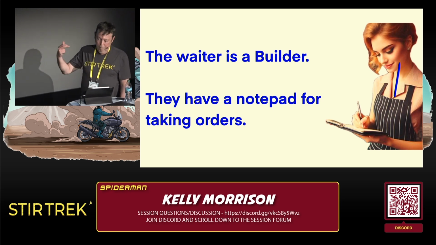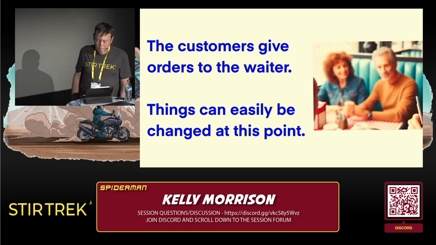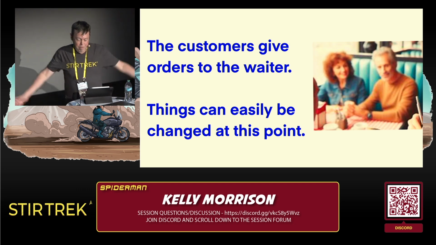The waitress comes over, and I think of her as a builder. And she's got a notepad. When she comes over to the table, she's going to take down instructions. That's when you give your order to the waiter, like a burger, fries, and a Coca-Cola. And this is where the waitress says, we don't have Coke, it's Pepsi. And that's where you throw up your hands and stomp out, but maybe that's just me.